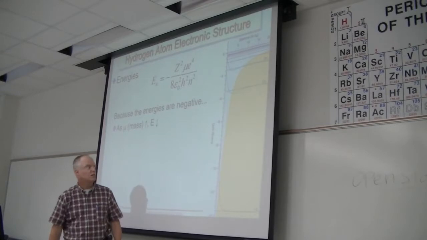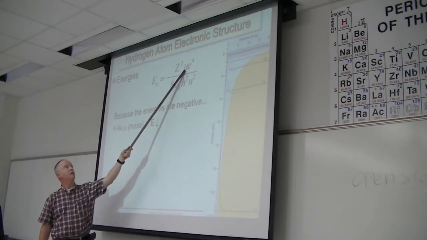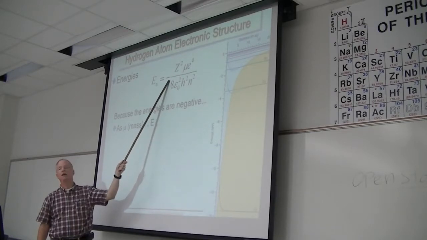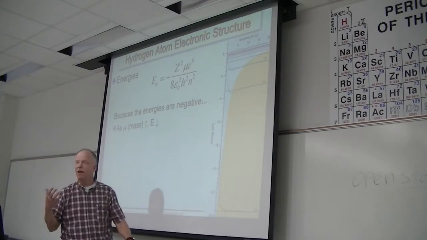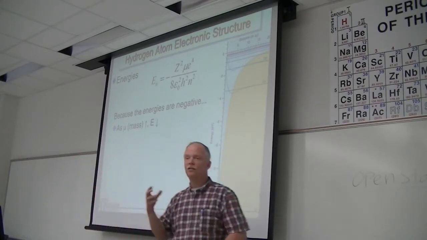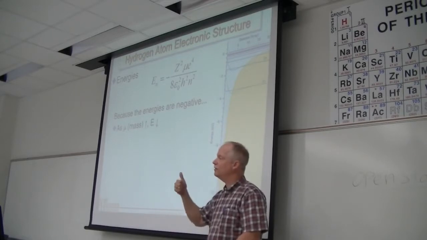So as mass goes up, see here, mass is in the numerator. As mass goes up, energy becomes more and more negative, so energy goes down. And that's the same kind of thinking that we had in the particle in a box. So our intuition is still the same. As the mass of the system goes up, the energies drop.